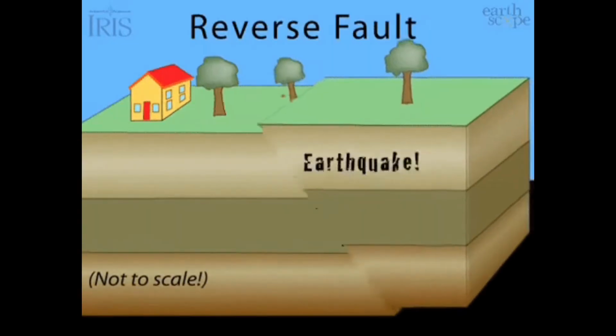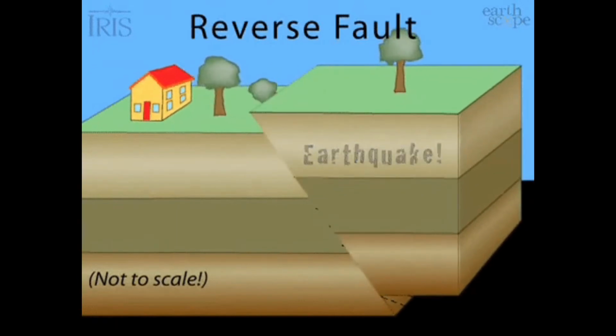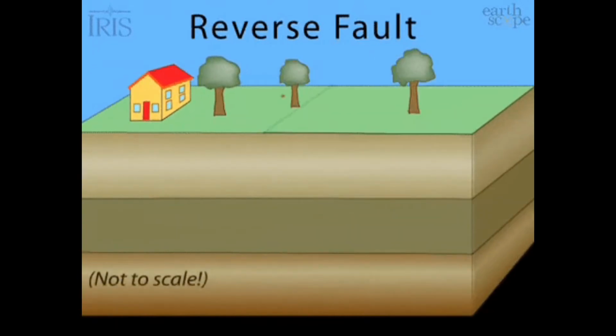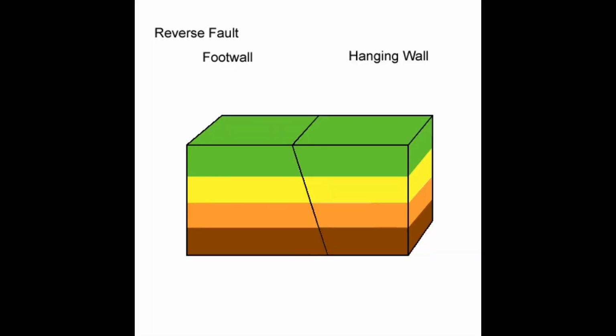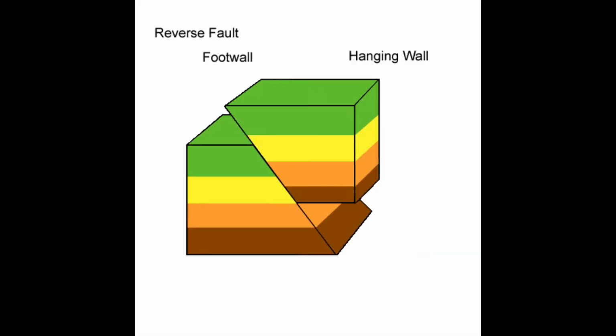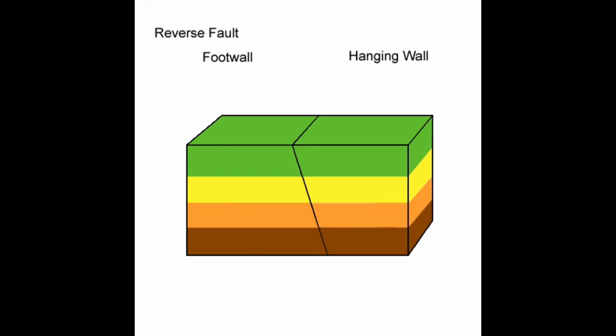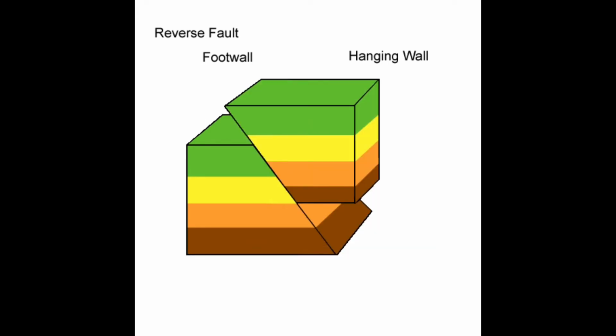Reverse faults. A reverse fault results from horizontal compressional forces caused by a shortening or contraction of Earth's crust. The hanging wall moves upward and over the footwall. Along a reverse fault, one rocky block is pushed up relative to rock on the other side.